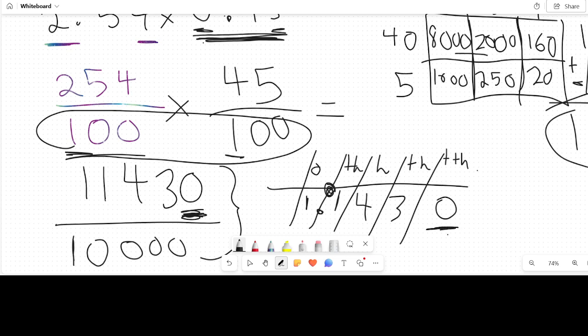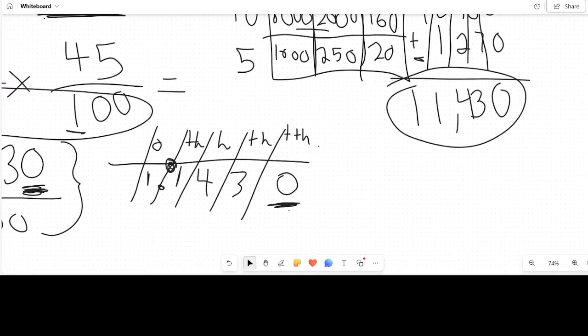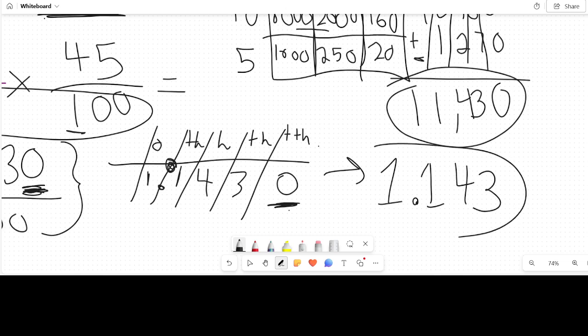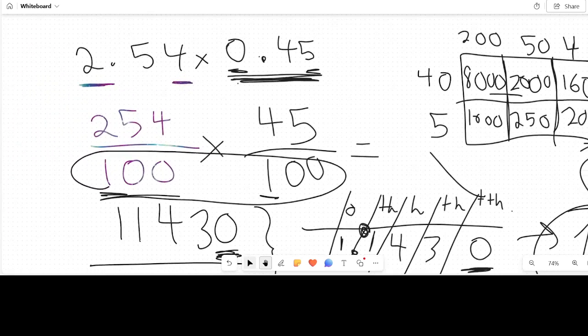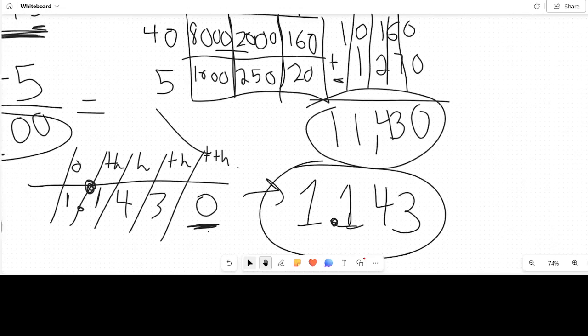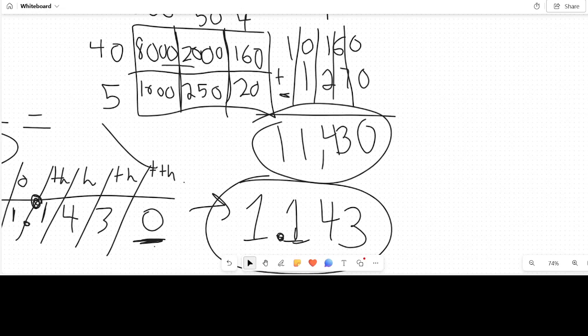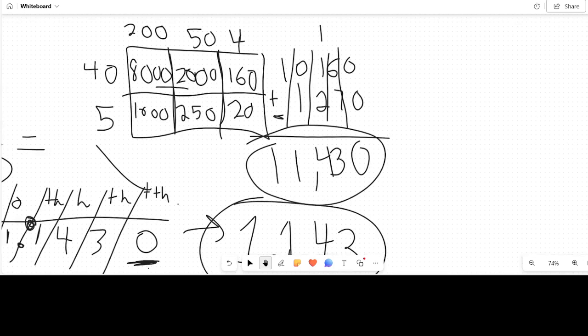Since my rightmost digit has a 0 in it, I can just drop that 0 and rewrite this as 1 and 143 thousandths. This is my final answer to 2 and 54 hundredths times 45 hundredths. Now I'm going to move on to my next problem.